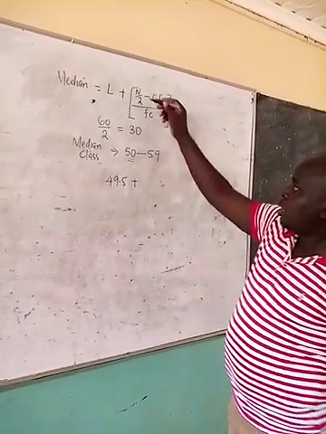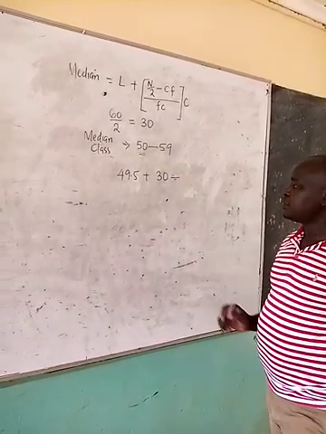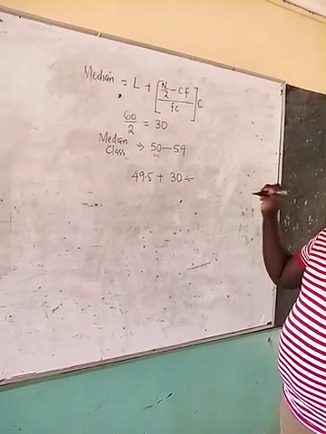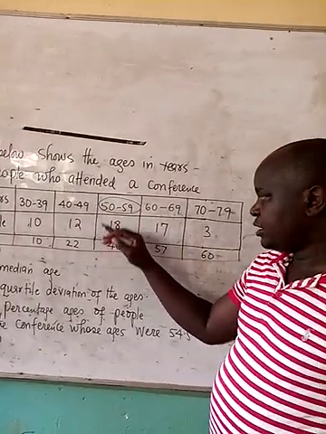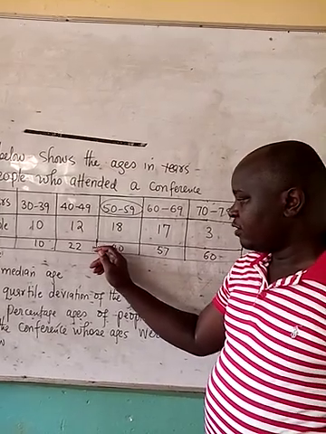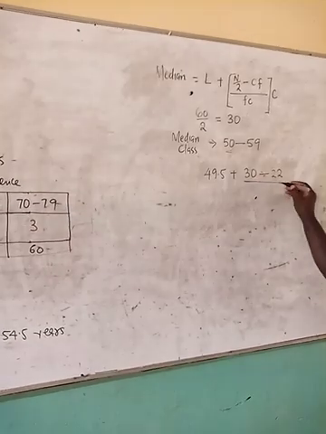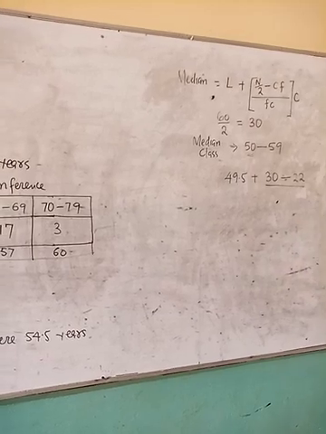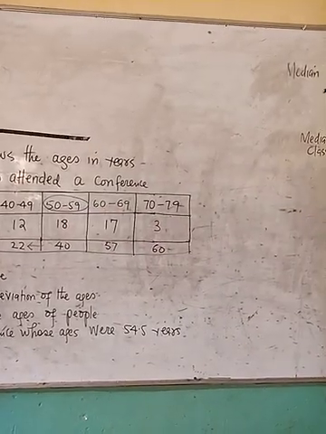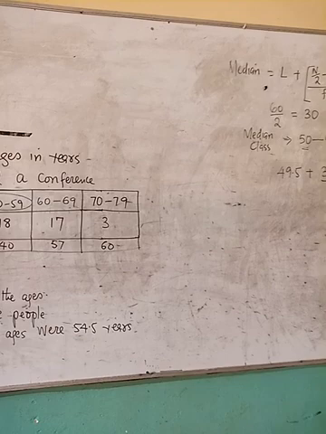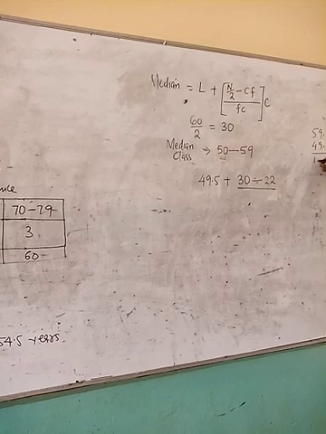Plus n over 2, which we have already got as 30, minus the cumulative frequency before that class. You go back to your cumulative frequency column and check. If this is the class 50 to 59, the cumulative frequency before that class is 22, over the frequency of that class, which is 10, but we can just be sure it is 10. So 59.5, the upper class boundary, minus 49.5, the lower class boundary of that class, you will get 10.